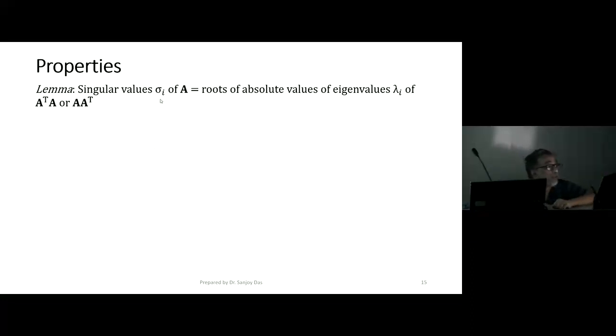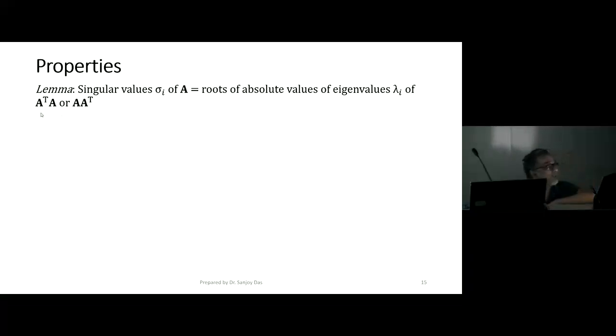Singular values, sigma i of A, are the square roots of the absolute values of the lambda i's of A transpose A or A A transpose. Okay, well, one of them would be a bigger square matrix, and the other one will be a smaller square matrix. But A transpose A and A A transpose would have the same rank, correct? As long as we're dealing with a tall matrix.